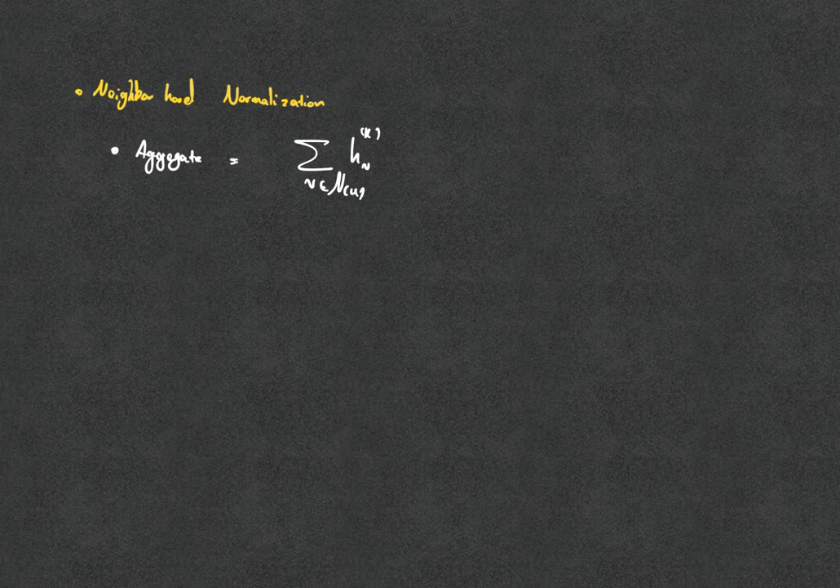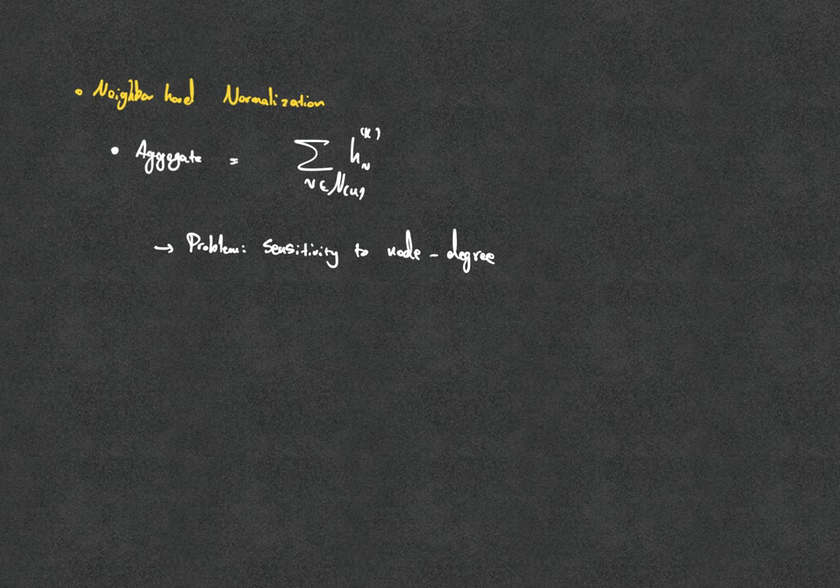Now, there is an immediate problem with this, and that is the sensitivity to node degree. Meaning that if you have, for example, generally the same magnitude distribution for your nodes, in the next iteration, the node that had 10,000 neighbors is going to have a significantly different value range than the node that had 10 neighbors. And this can lead to a lot of numerical instabilities.